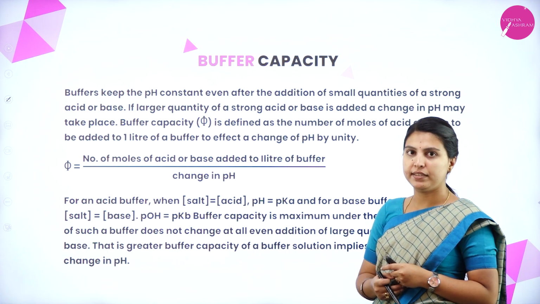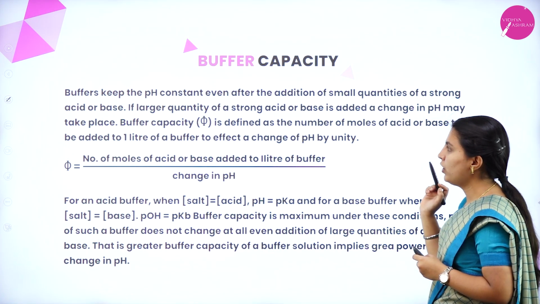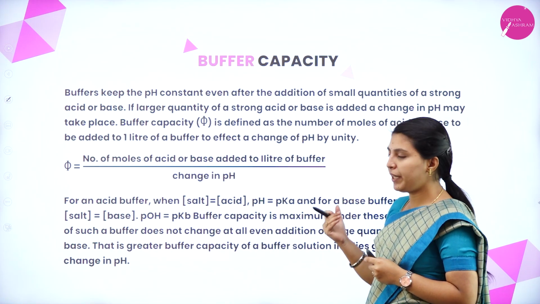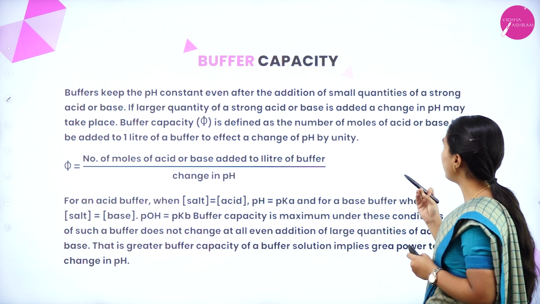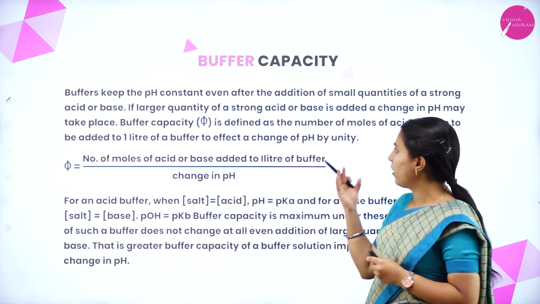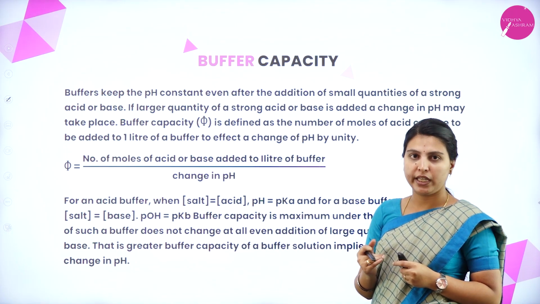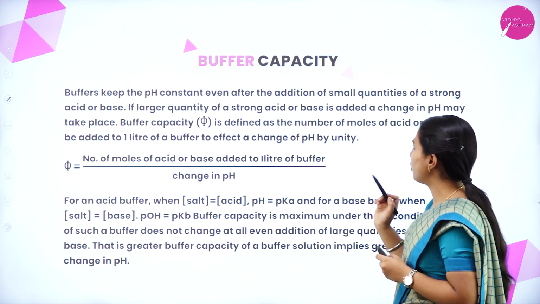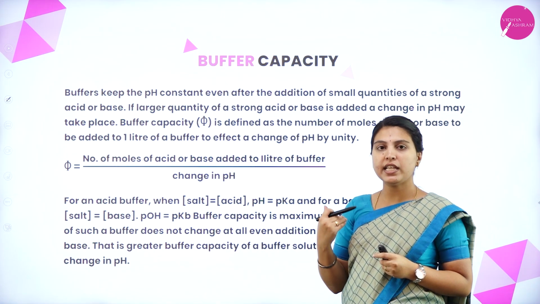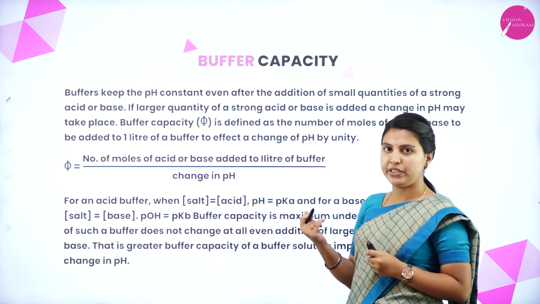Next, buffer capacity. Buffers keep the pH constant even after the addition of small quantities of a strong acid or base. What are they telling? After addition of a small quantity of acid or base, the capacity of the buffer will not change. If a larger quantity of a strong acid or strong base is added, a change in pH may take place. If we change the quantity of strong acid or strong base, then it may change.